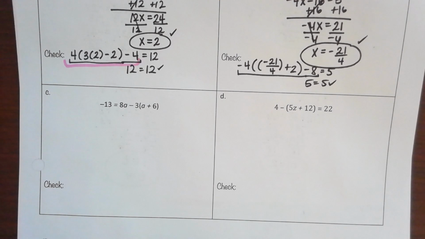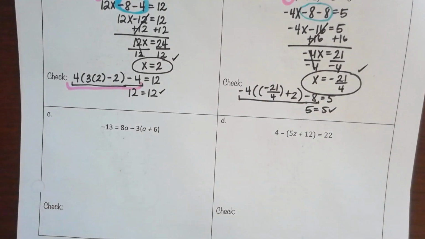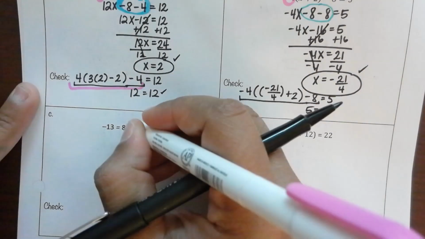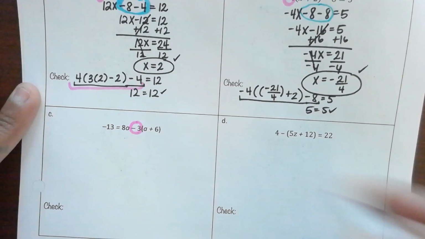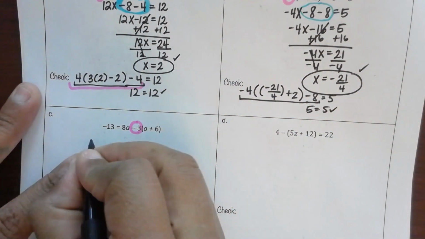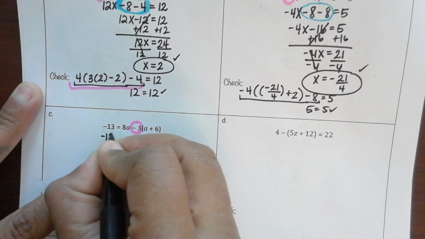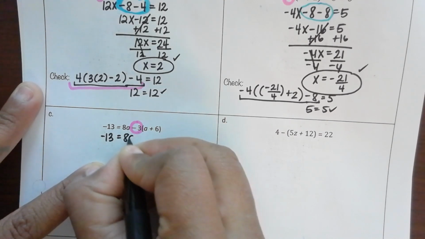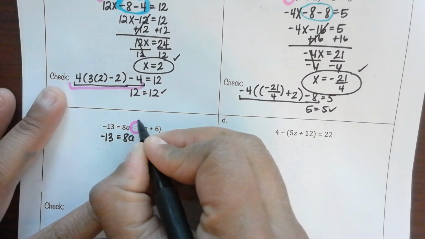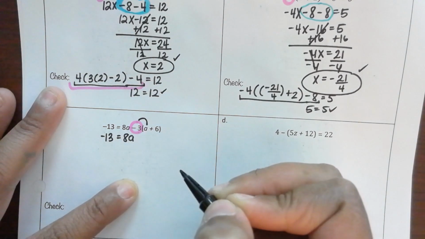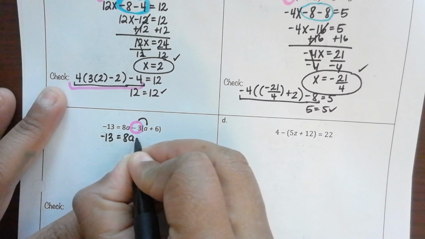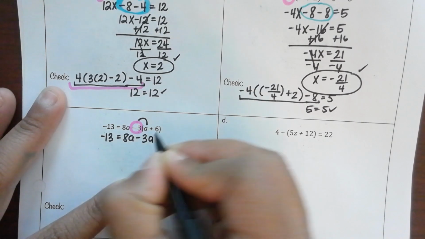So looking at C, I have negative 13 equals 8A minus 3A plus 6. Am I distributing anything? That's negative 3, right? That whole piece goes together. So from left to right, what's coming down? Negative 13. Uh-huh. Yep. And then what's being distributed? Into? So what's negative 3 times A? Negative 3A. What's being distributed next?